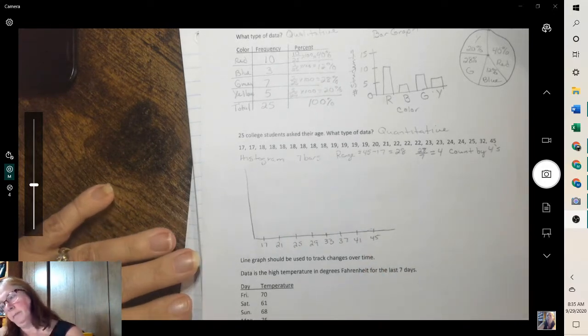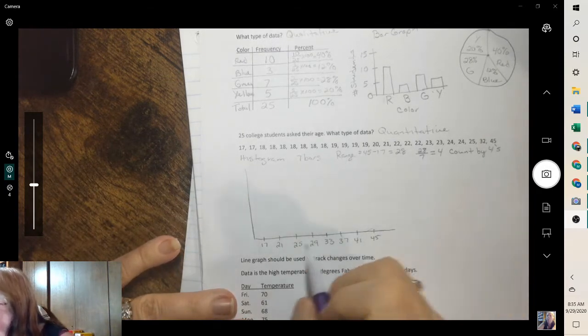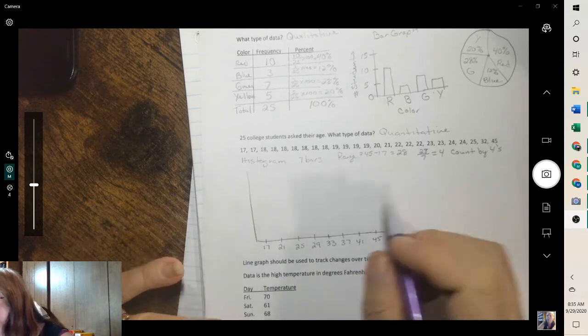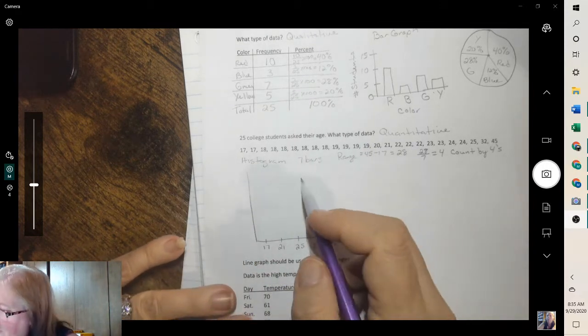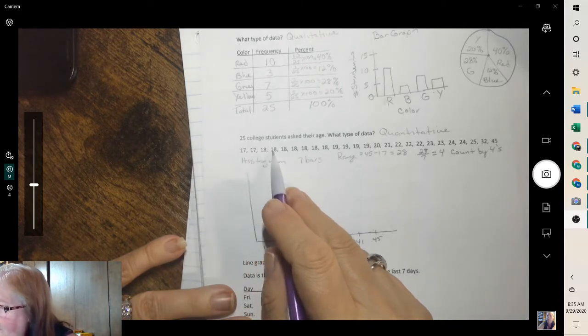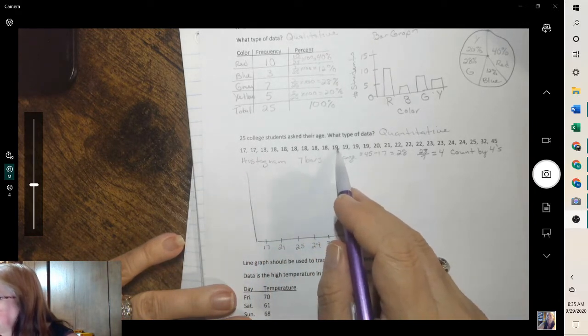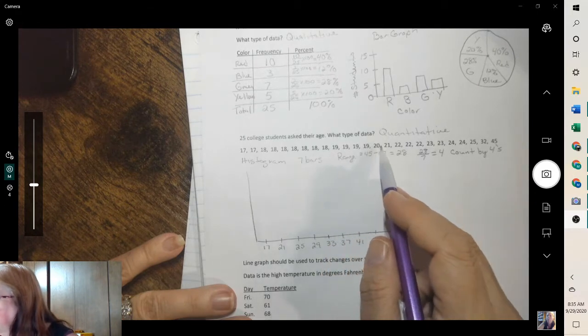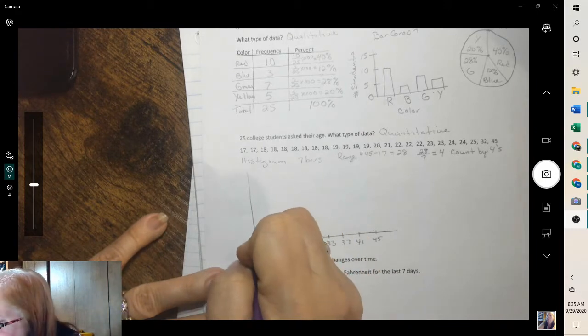Okay. So we counted by 4s to get 7 bars. Frequency, let's see, there's 2, 3, 4, 5, 6, 7 18s, 2, 3, 4. I would say we'll go up to 14.